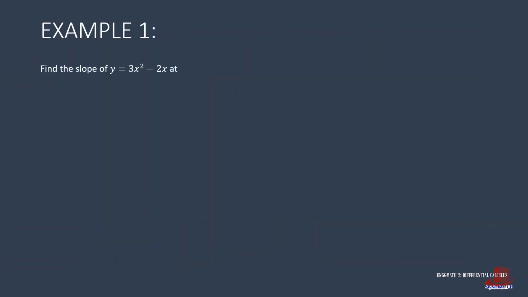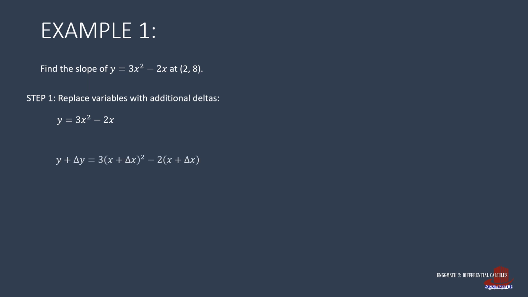The first example has the equation y is equal to 3x squared minus 2x, where we are to look for the slope at point (2, 8). The first step is to replace all variables with a binomial having a delta. Since there are only variables x and y in the equation, we have y plus delta y and x plus delta x, making the equation y plus delta y is equal to 3 times the square of x plus delta x minus twice of x plus delta x.